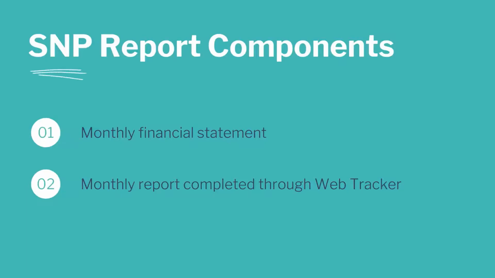There are two components to the monthly student nutrition program reporting requirements that have been designed to capture the reporting requirements set by the Ministry of Children, Community, and Social Services. These include monthly financial statements and monthly reports completed through Web Tracker. Tastebuds and your community development worker will inform you of the due dates for submitting the reporting requirements.